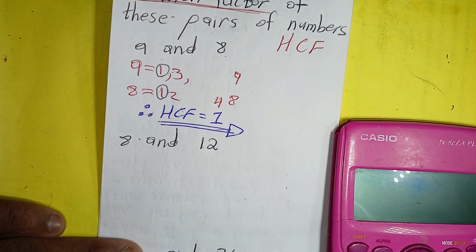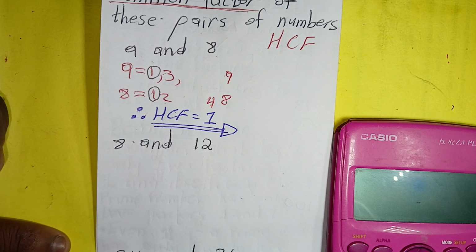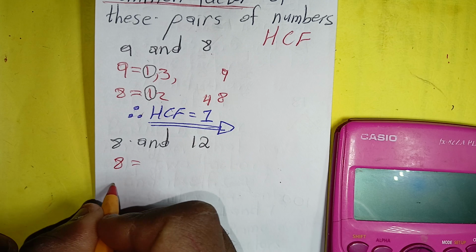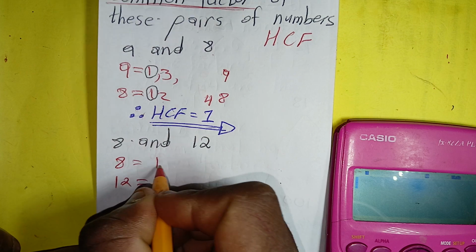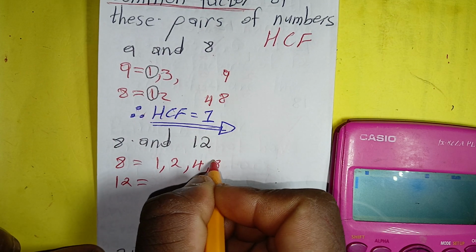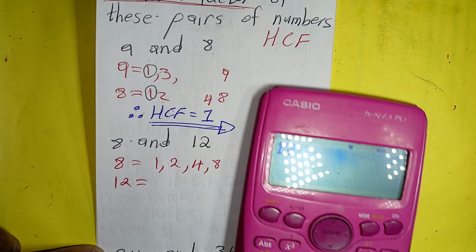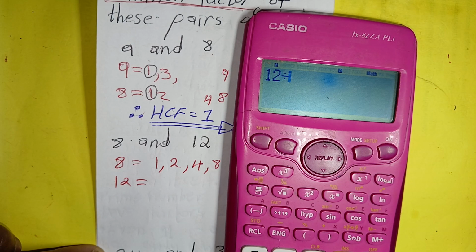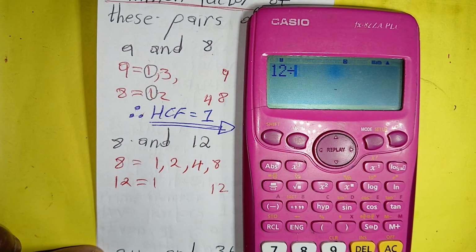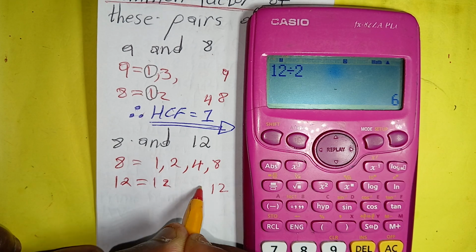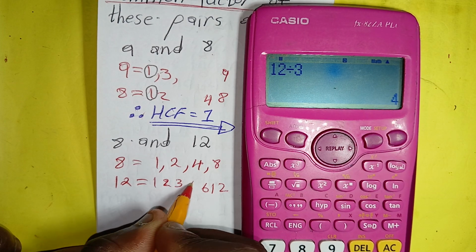So let's try this one. To get the highest common factor, we can just find the factors of 8 and the factors of 12. We already got the factors of 8: 1, 2, 4, and 8. So let's try to get the factors of 12. 12 divided by 1, meaning 1 and 12, divided by 2, meaning 2 and 6. Then 3, meaning 3 and 4.